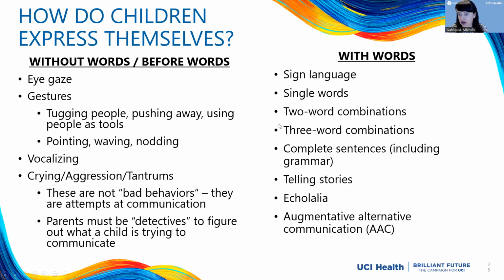Then children will learn single words. They'll start putting 2-word combinations together. Then they'll start putting 3-word combinations together. And once kids have started to put 3-word combinations together, then they start adding grammar. So things like, I have 1 cat, I have 2 cats. So using that plural S. So usually kids don't start using grammar until they at least are using 3-word combinations.